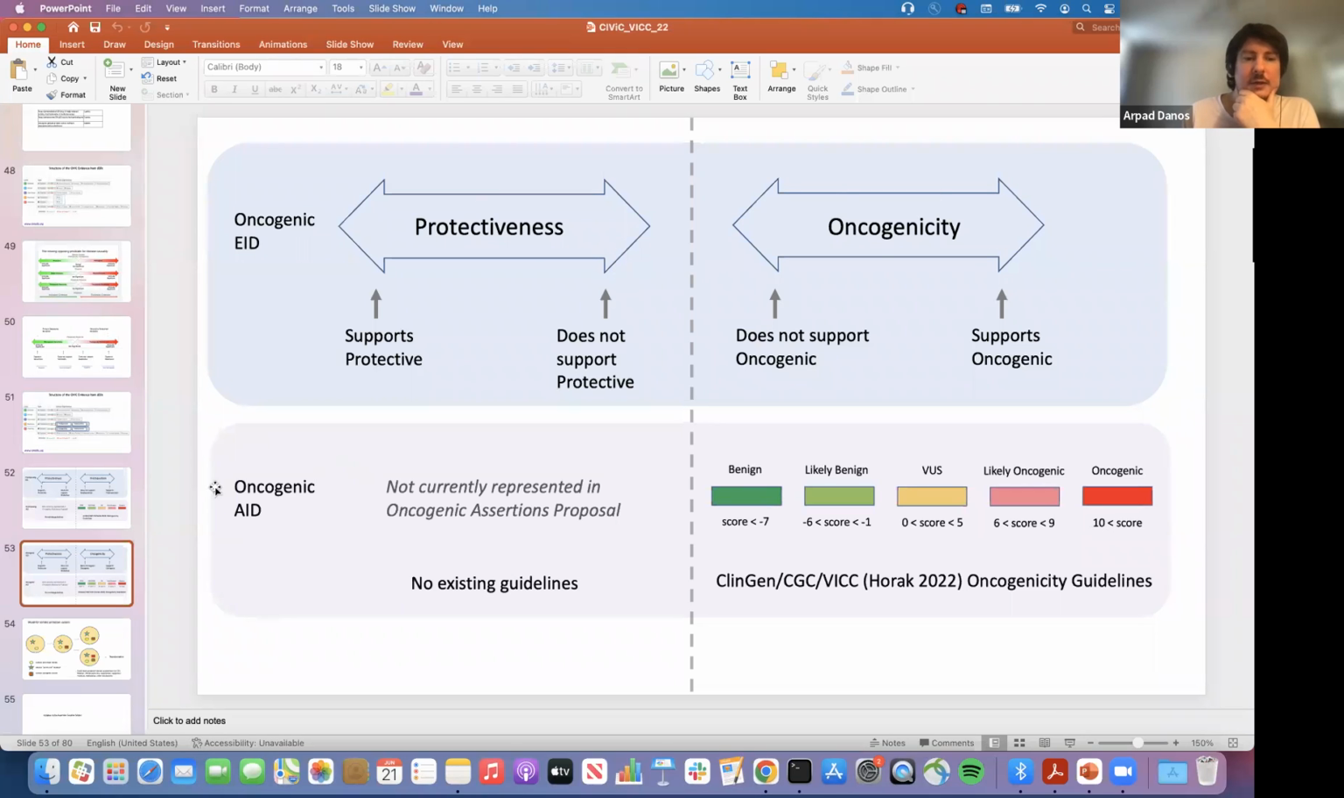And then our oncogenic assertion will have this published guideline for assessing oncogenicity, right? But note how for assessing protectiveness, we have no guidelines, and no assertion is proposed to discuss this protectiveness. That will purely live at the level of our evidence items. Whereas assertions, which we consider our higher tier, are what get pushed to ClinVar. The protectiveness will not be a part of those types of submissions. This will purely live at the evidence level.